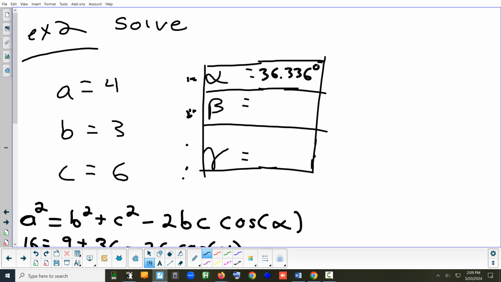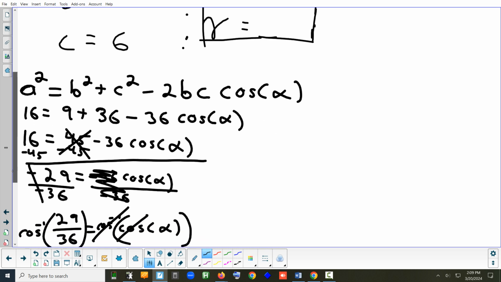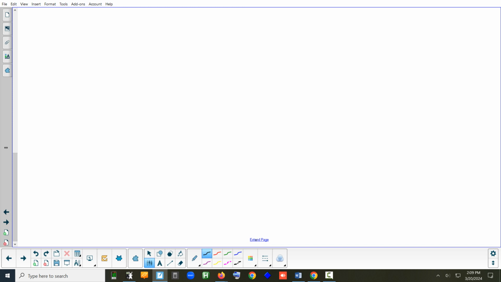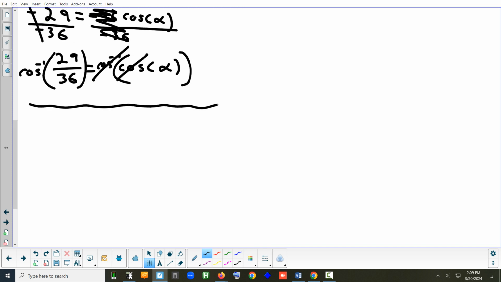So now we've got one angle. We have to do law of cosines one more time to get one more angle. All right, so you want to do beta? Well, we did beta. How about gamma? Let's try gamma. What's that formula? C squared equals a squared plus b squared minus 2ab cosine gamma.